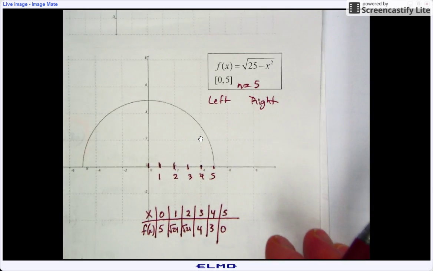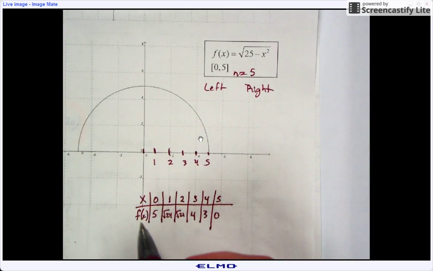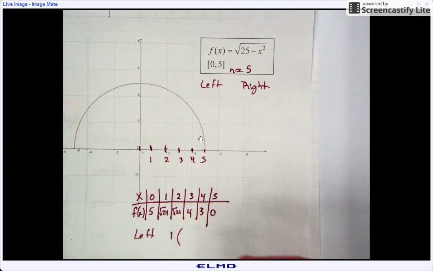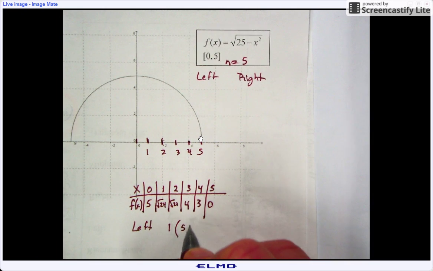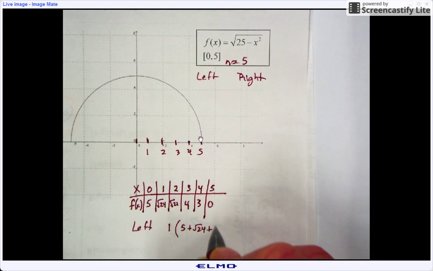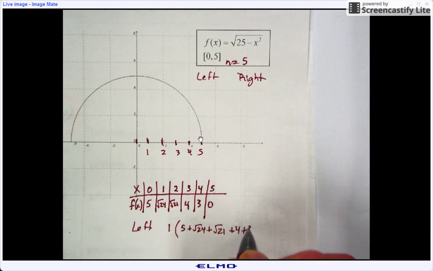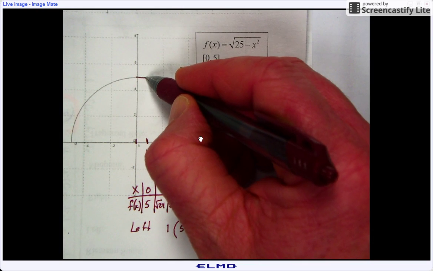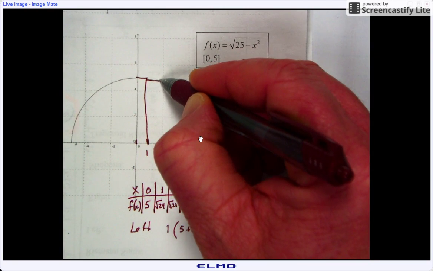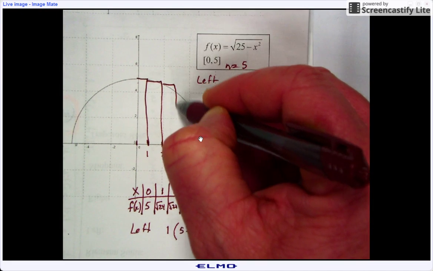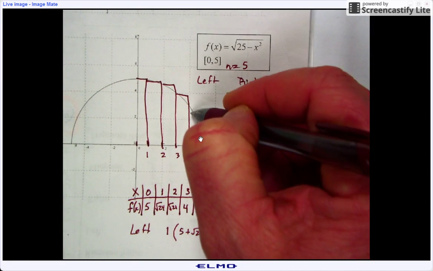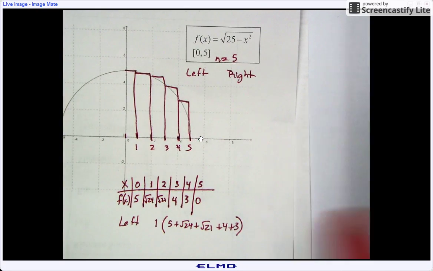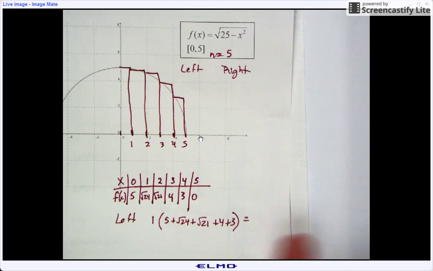So the nice thing about making a table, you don't have to draw any rectangles in. If you're doing a left Riemann sum, you take the width, which in this case again is 1, times 5 plus radical 24 plus radical 21 plus 4 plus 3. If you want to do it, you can look at those rectangles. If it helps you, by all means, make the visual. But at some point, you're probably not going to need it. So that's going to be an overestimate. Whatever that number ends up being, you can multiply that out yourself.